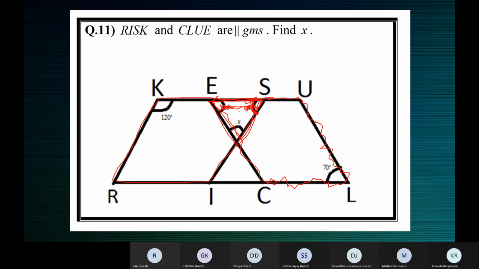All right? Yes, ma'am. Yeah, children. Ma'am, B and 120 are co-interior angles, ma'am. B and 120, ma'am. What angles? Co-interior angles, ma'am.